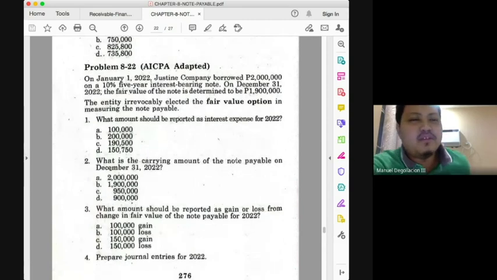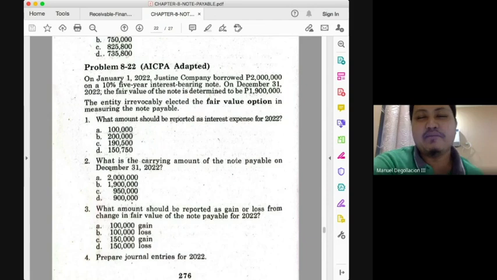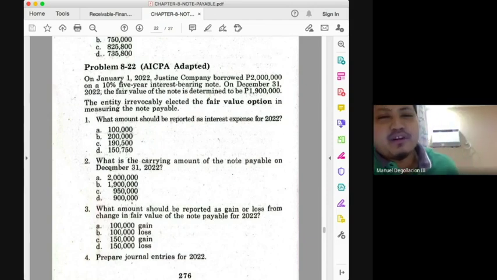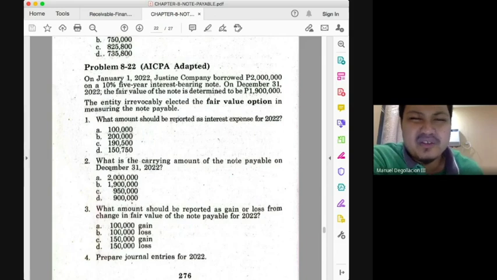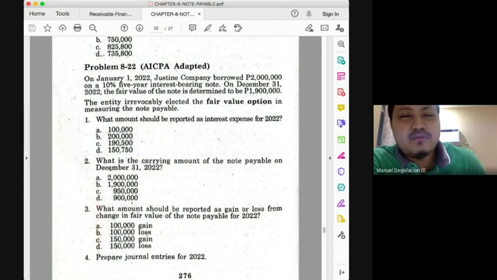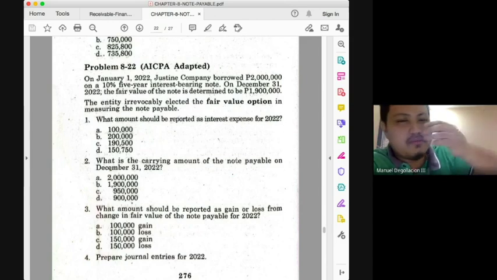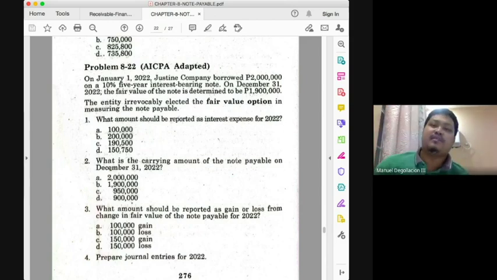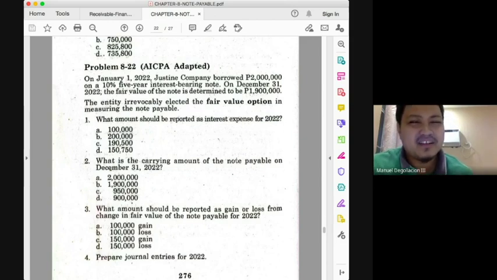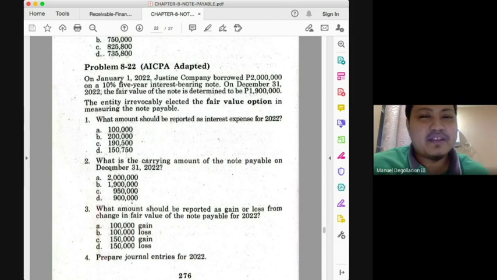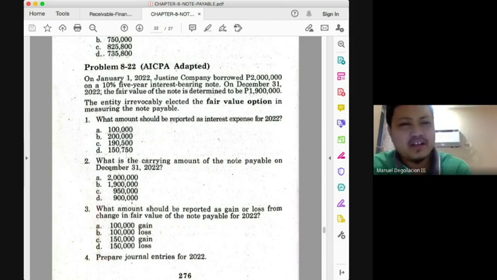8-22, fair value. On January 1, 2022, Justin Company borrowed 2 million on a 10% 5-year interest-bearing note. On December 31, 2022, the fair value of the note is determined to be 1 million, and the entity irrevocably elected a fair value option in measuring the note payable. So important theory, class: if the fair value option is used to measure your notes payable, then your interest expense will not be based on the initial carrying amount, will not be based on the present value. It will be based on the face amount. Okay, so simply your interest expense here would simply be based on the 2 million. So 2 million times 10%, you will get 200,000.